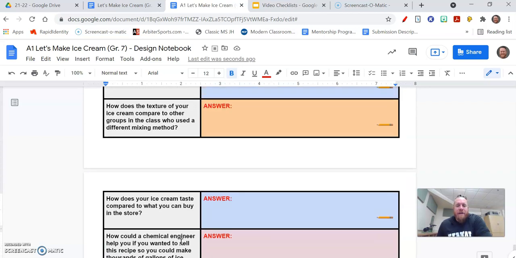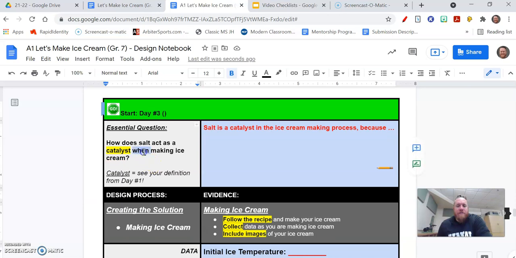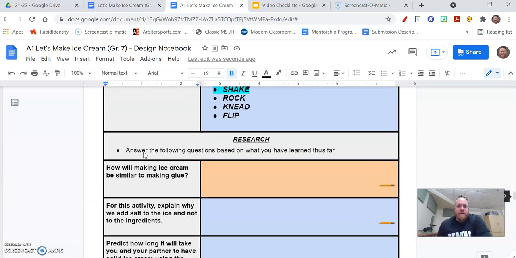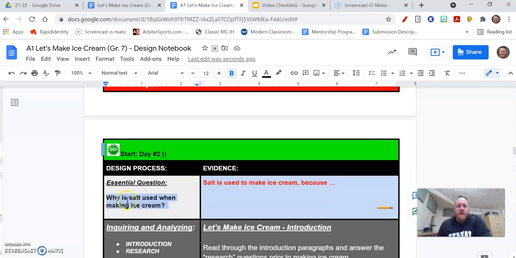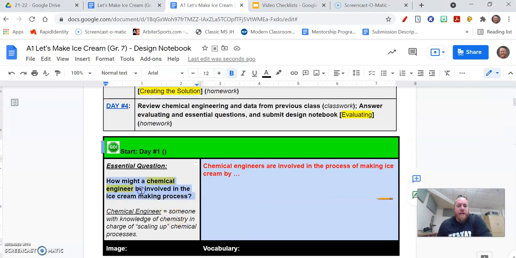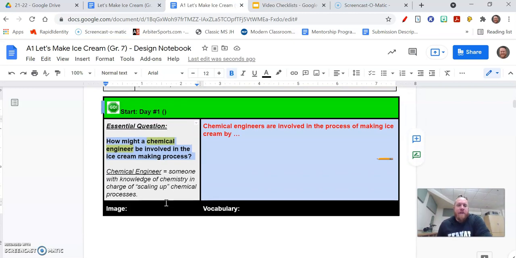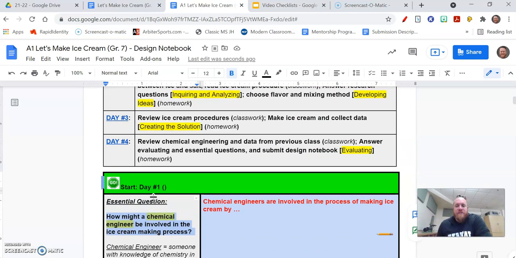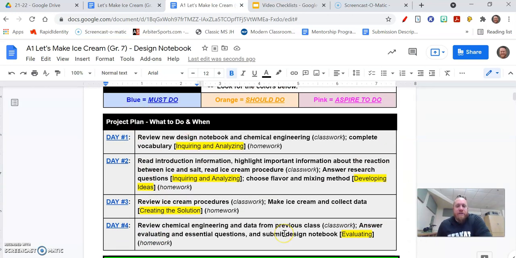Before you submit this, go back through this. Make sure that every day you have your essential question answered. So here's day four's essential question. Go back, here's day three's essential question. Day two, your essential question, why is salt used when making ice cream? And then our day one essential question, how might a chemical engineer be involved in this whole ice cream making process? So make sure you have all those answered, your vocabulary done, your daily summaries. Once you have all of that done, make sure you submit your design notebook. So go back again through the project plan and just double check that everything's done.